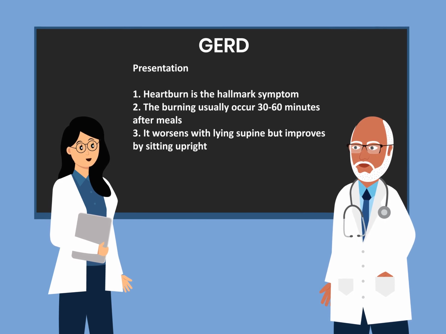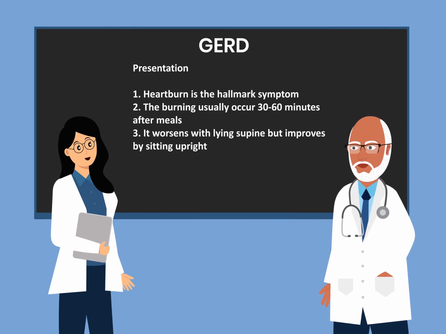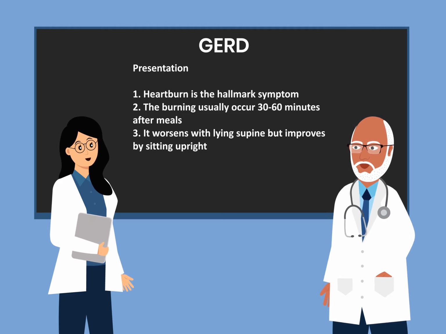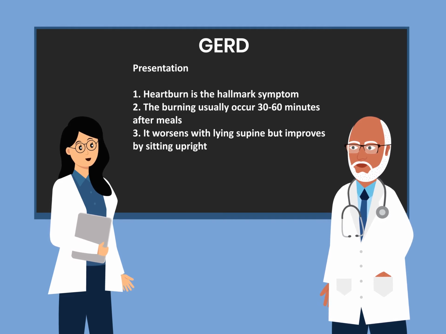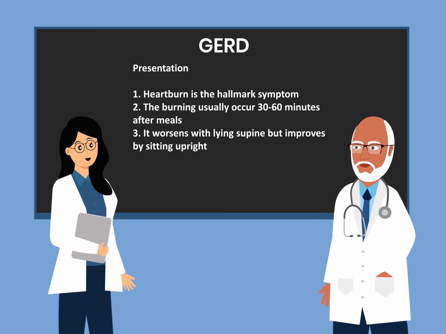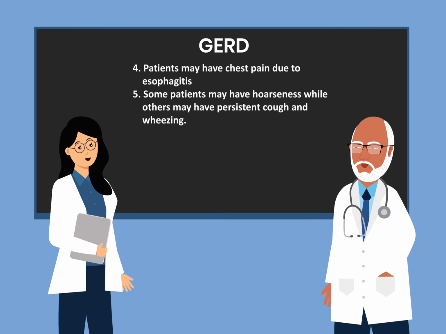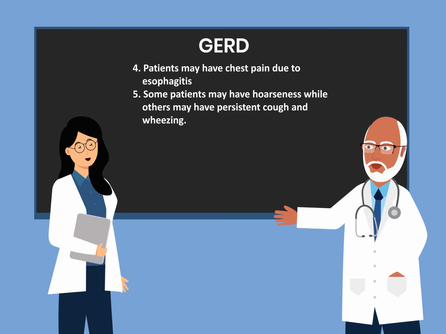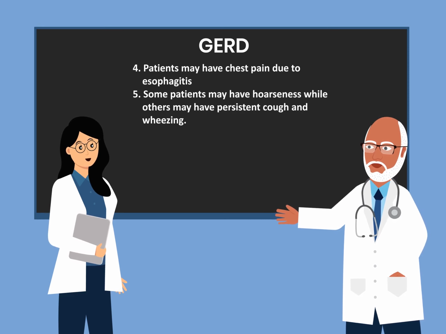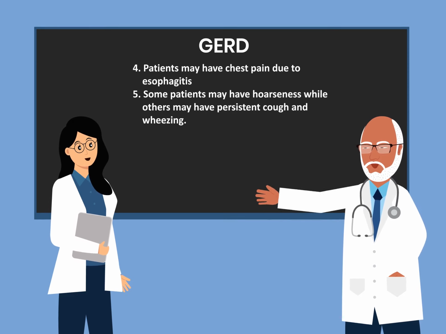How would GERD present? So let's look at the presentation. First, these persons will come in with heartburn. Heartburn is a hallmark symptom. The burning usually occurs 30 to 60 minutes after meals. It worsens with lying supine, but improves by sitting upright. Patients may have chest pain due to esophagitis, while some patients may have hoarseness with persistent cough and wheezing.